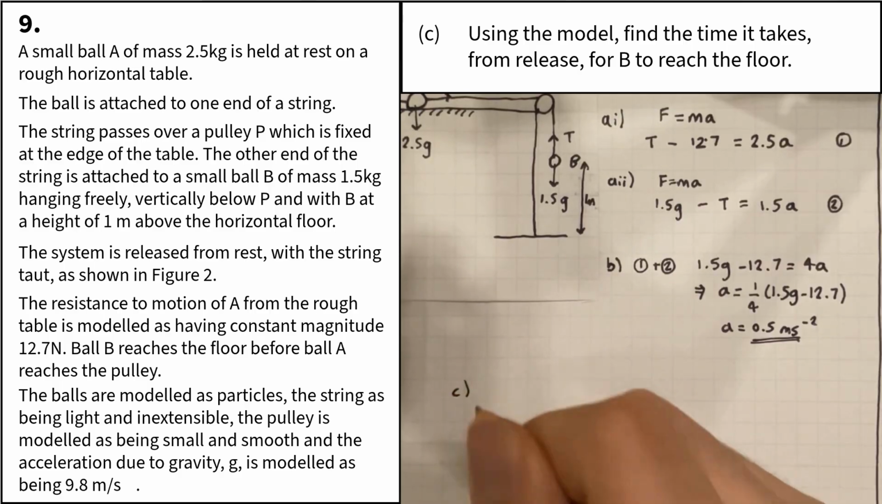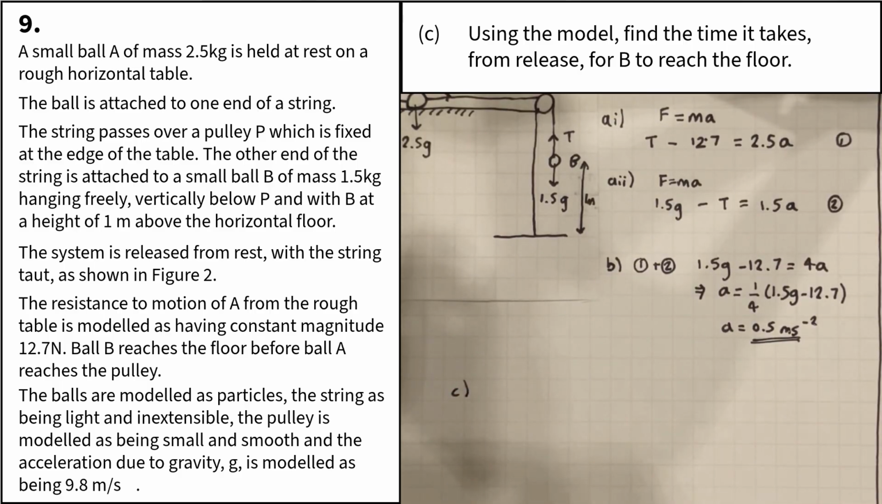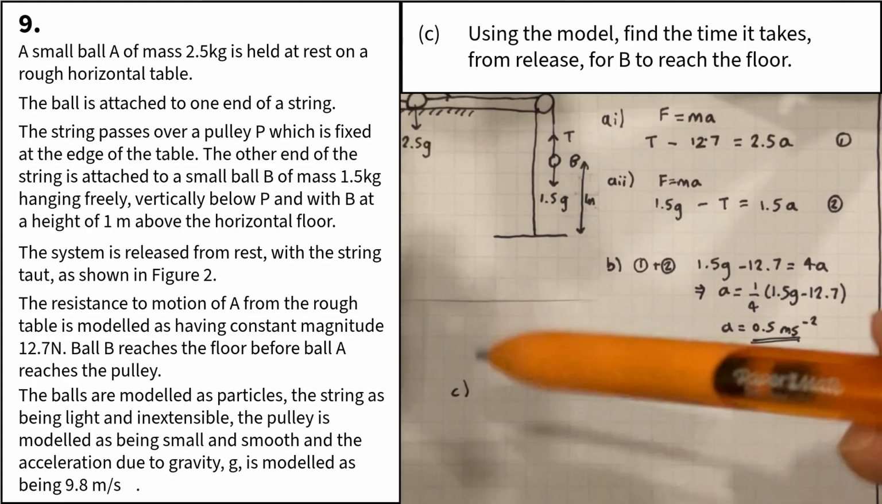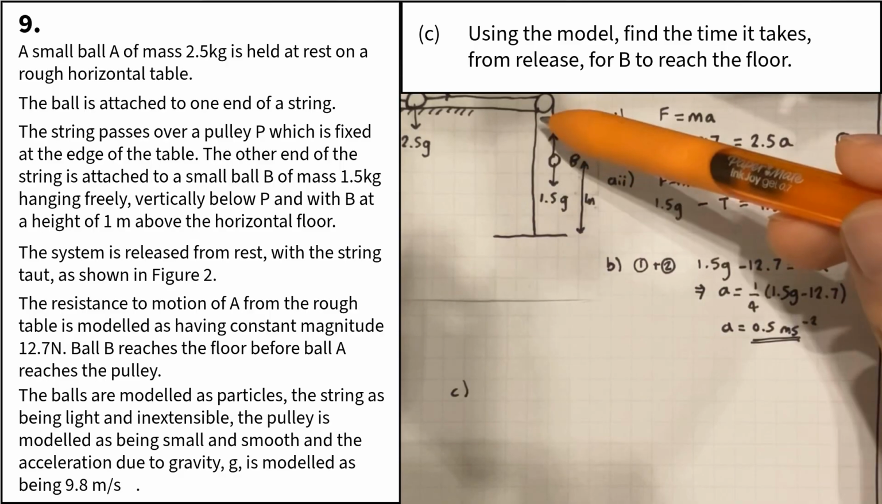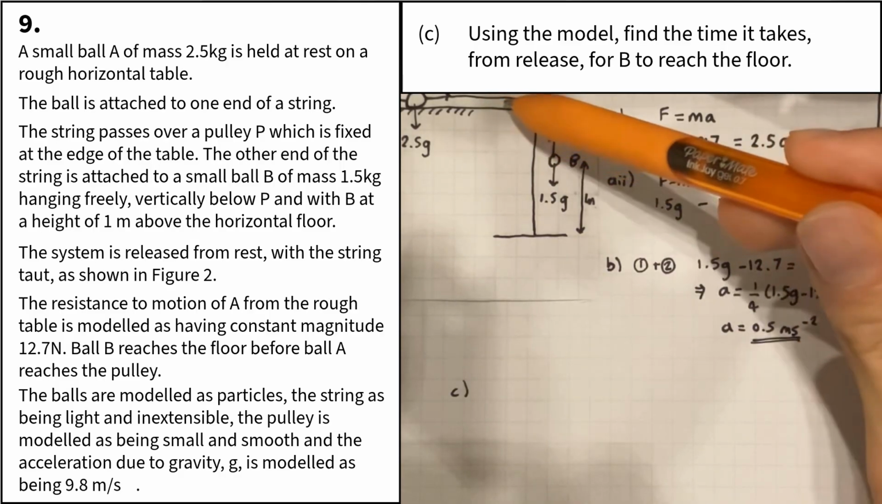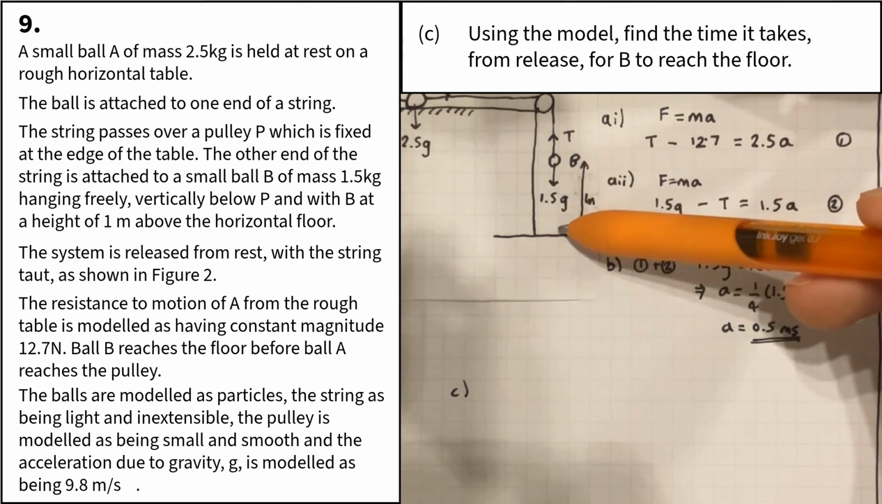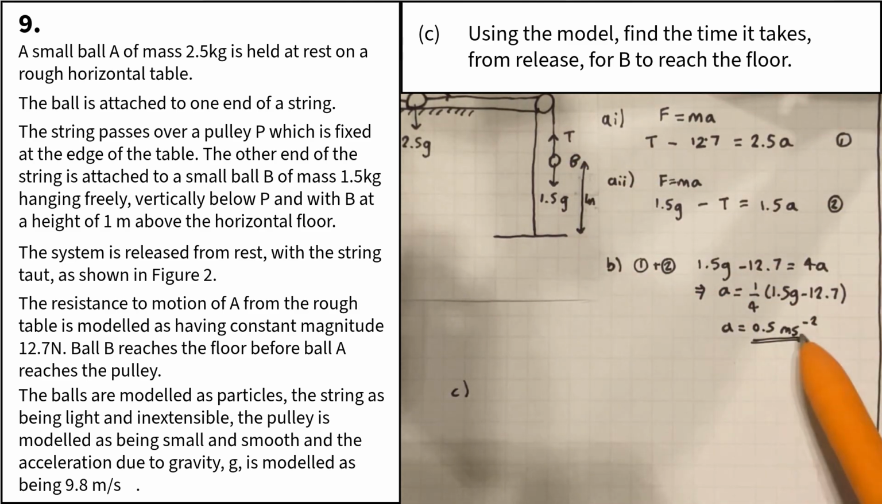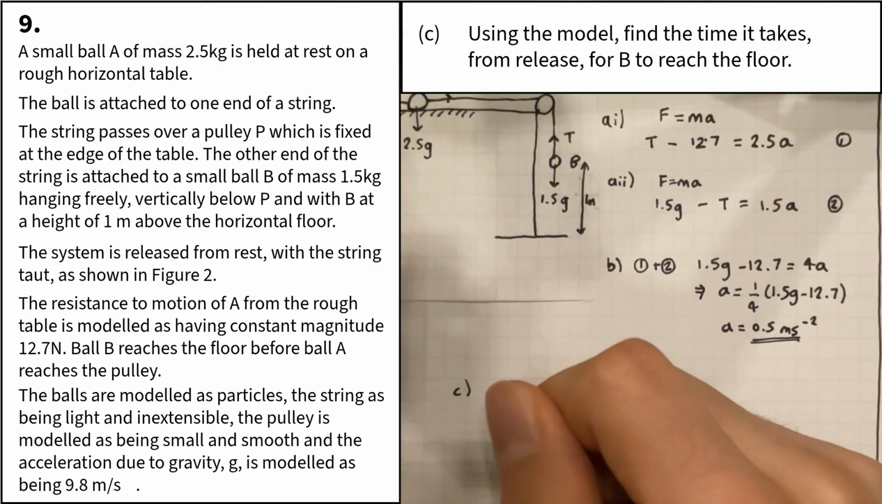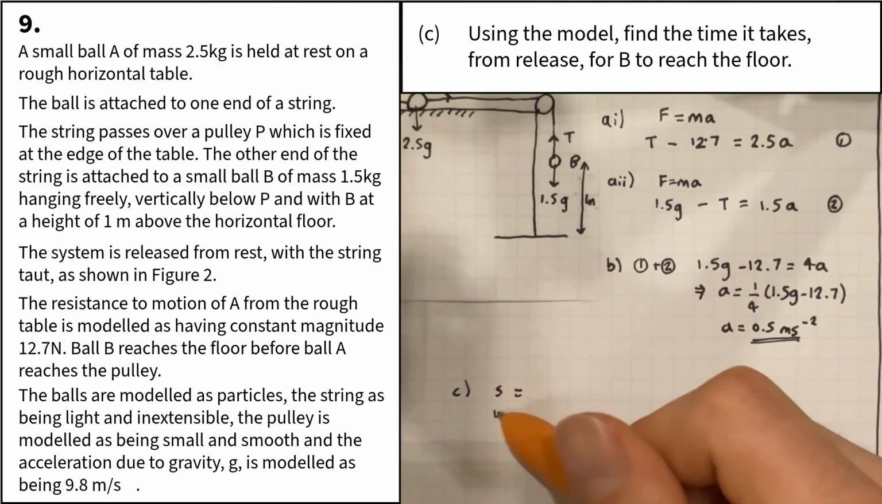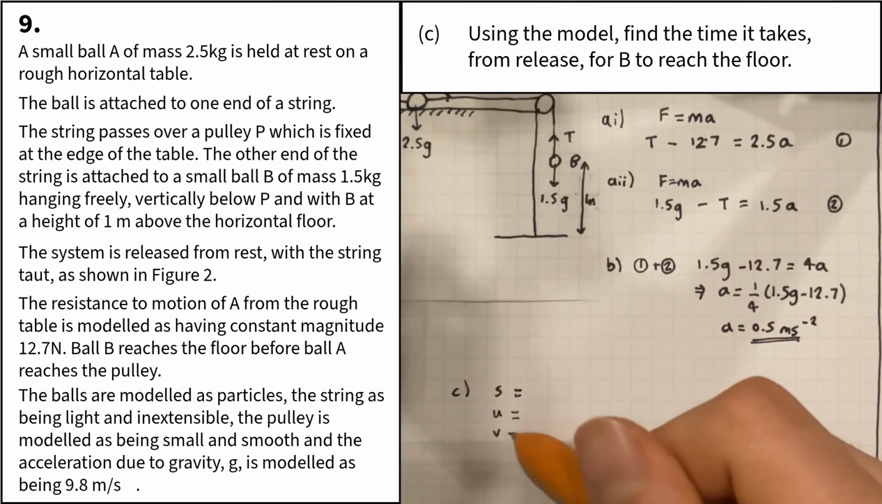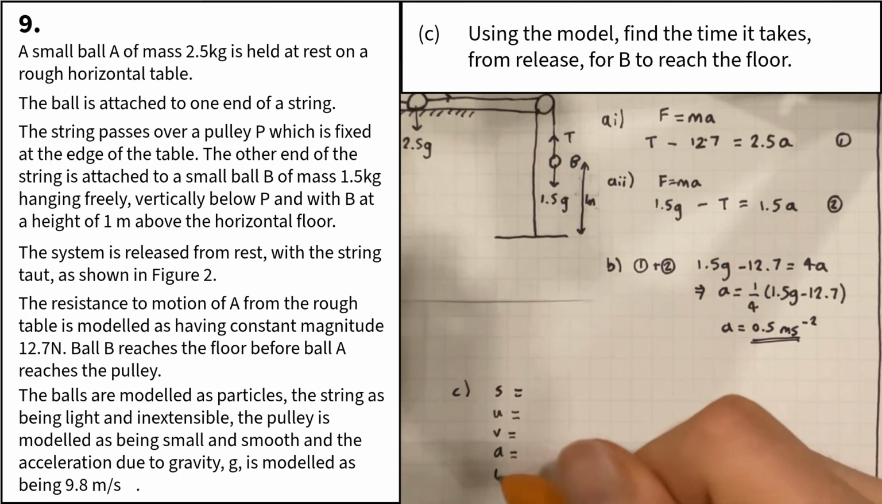For part C, we are asked to use the model, of course. What else would we use? Find the time it takes for B to reach the floor. Because we have an acceleration from part B, and because B is moving down, this is going to be a SUVAT equation. It's going to be 1D SUVAT because it's in one direction. You'll see 2D SUVAT later on in A2 maths.